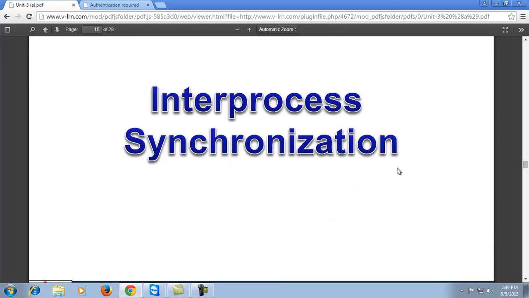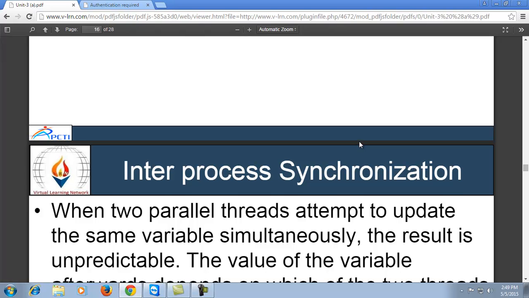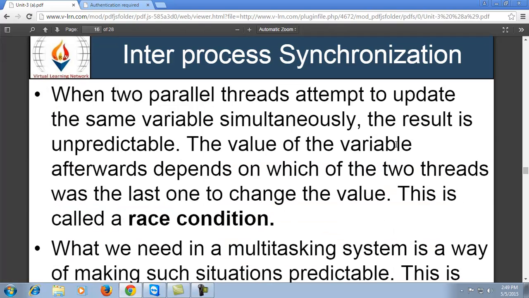Next one is inter-process synchronization. If we are doing multiple tasks at the same time, and everyone is doing an independent or dependent task, in that case we require some kind of synchronization between the number of processes and tasks. Inter-process synchronization matters because when two parallel threads attempt to update the same variable simultaneously, the result is unpredictable. The value of the variable afterward depends on which of the two threads was the last one to change the value. This is called a race condition. Which one started first and which one updated last. This is a kind of race-around condition.